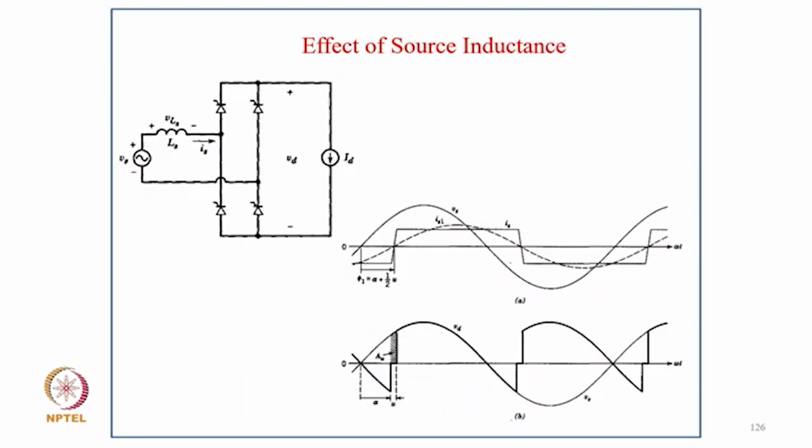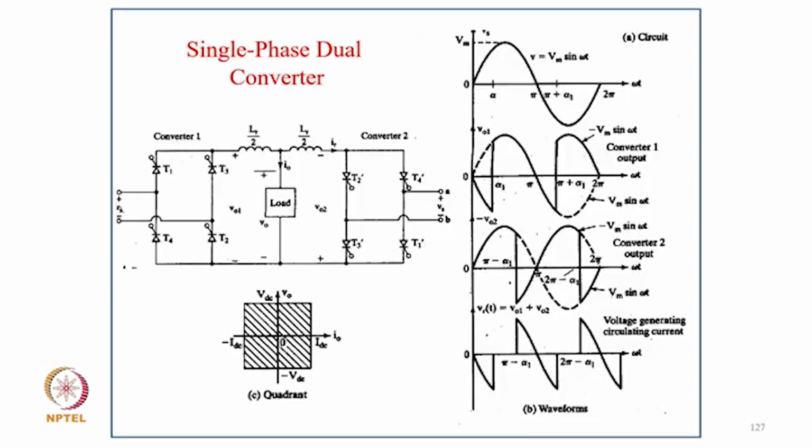And this is typically the effect of source impedance in a fully controlled rectifier with constant load current. And because of the overlap angle, you lose a little voltage during mu.